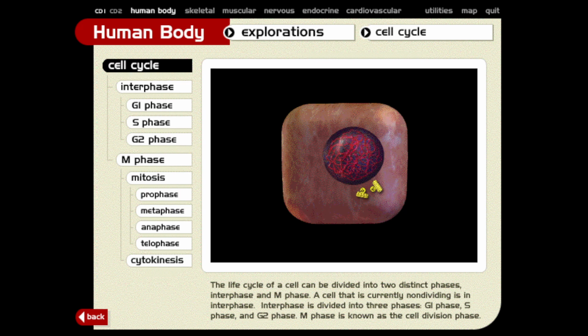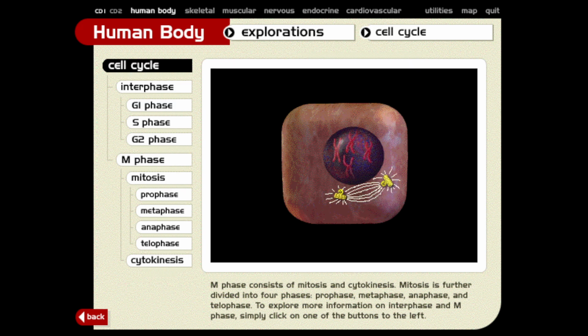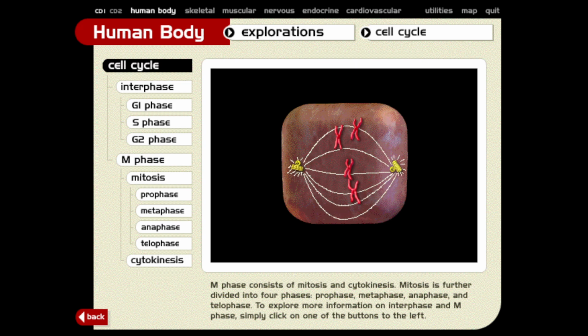The life cycle of a cell can be divided into two distinct phases, interphase and M phase. A cell that is currently non-dividing is in interphase. Interphase is divided into three phases, G1 phase, S phase, and G2 phase. M phase is known as the cell division phase. M phase consists of mitosis and cytokinesis. Mitosis is further divided into four phases, prophase, metaphase, anaphase, and telophase.